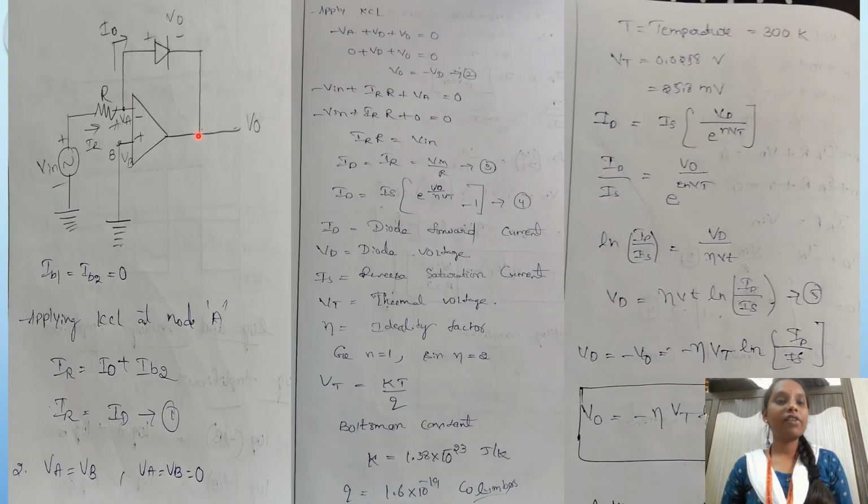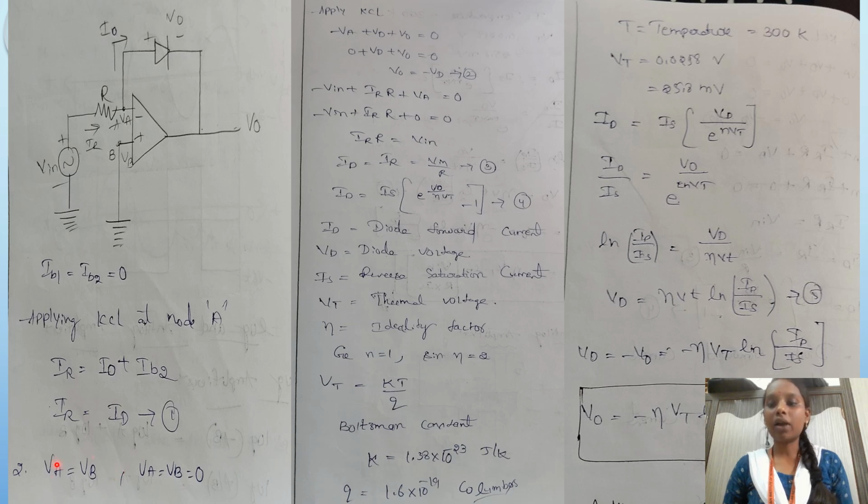Next, the derivation of the log amplifier. This is the circuit diagram. We already know that. According to the assumptions, IB1 equals IB2 equals 0. Applying KCL at node A, IR equals the diode current plus IB2. Since IB2 equals 0, IR equals ID. This is equation 1.